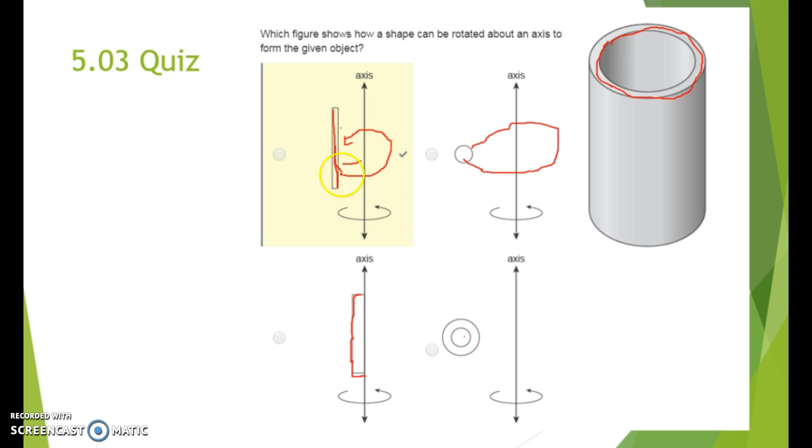So that's what you would see with each of those, but that first one is going to be what will form this hollow cylinder that we see there.